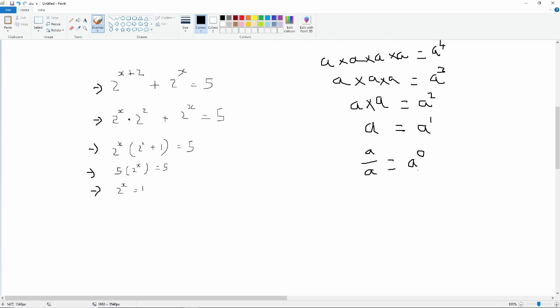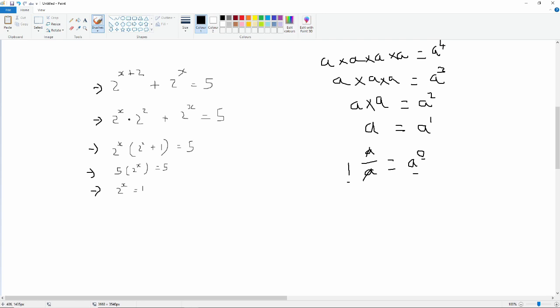And if a can be any number, and we can cancel a from top and bottom, then that just equals 1. So any number raised to the power 0 is equal to 1. I should give the caveat that that's not the case with 0, but that's a subject for another video. But any number other than 0 will be equal to 1, and that's just because 0 divided by 0, well, that's undefined.